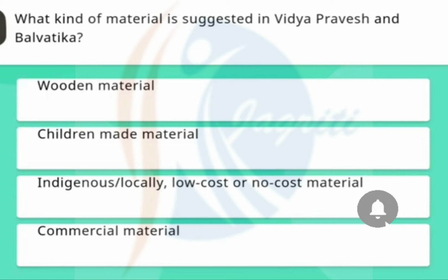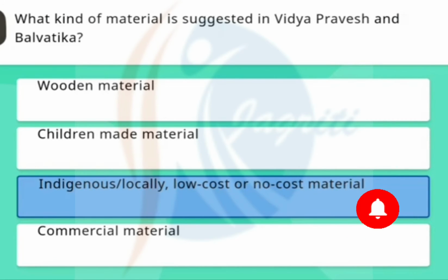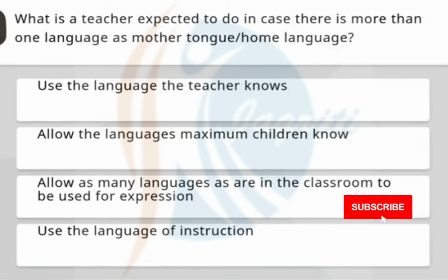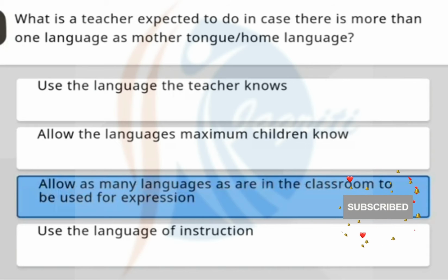Next question. What kind of material is suggested in Vidya Pravesh and Balvatika? Correct option is indigenous, locally available, low cost or no cost materials. What is a teacher expected to do in case there is more than one language as mother tongue, home language? Correct option is allow as many languages as there are in the classroom to use for expression.